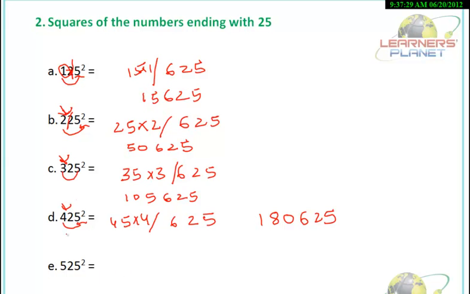So here we write 625 as it is, then 55 into 5. Okay, now that 55 into 5 is 275 and 625 we have to write as it is. So 525 square is 275625. Let's take more examples.